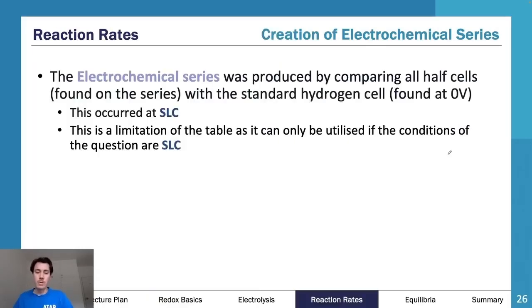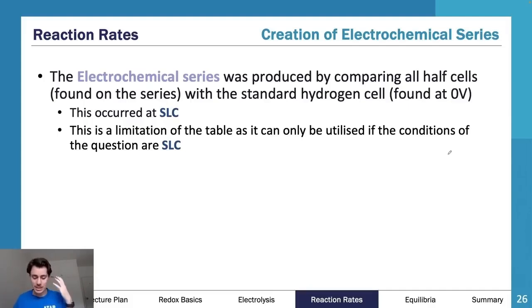So the other important fact is understanding how the electrochemical series was created, and the idea that it was created in a stable environment. The electrochemical series was made by comparing all of our other half cells with the standard hydrogen half cell, which is found at 0 volts. And that's why we refer to the standard hydrogen cell as 0 volts.